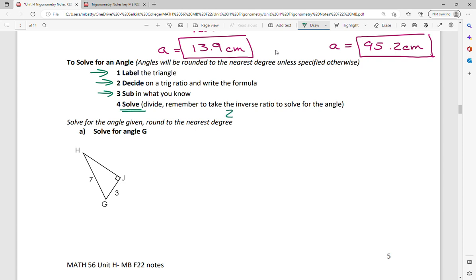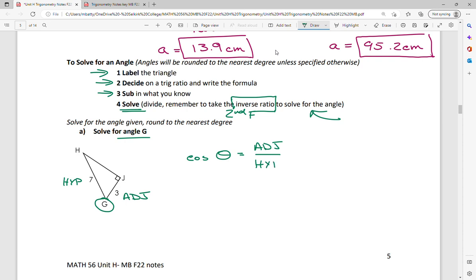Remembering to hit the second function button, right? It's the inverse ratio to solve for that angle. So with this one, I would have the hypotenuse, and oh, I'm solving for G. That's my target. I had to read the instructions there. This one would be adjacent to it. So that tells me that it's cosine of theta is adjacent over hypotenuse. I've chosen my ratio. I'm going to sub in what I know.